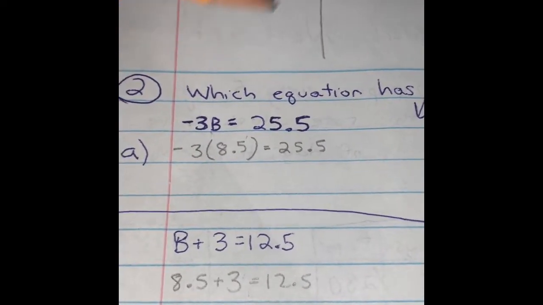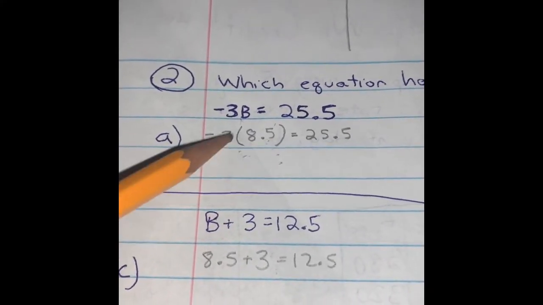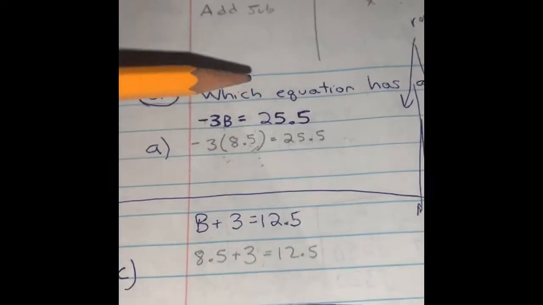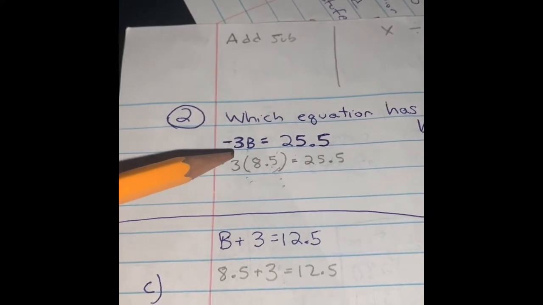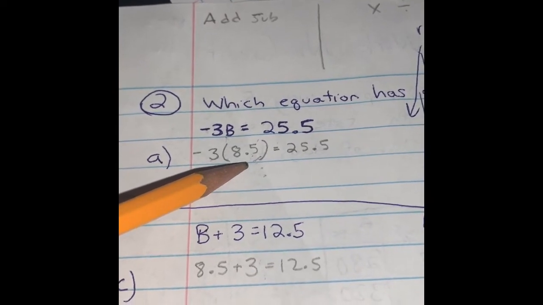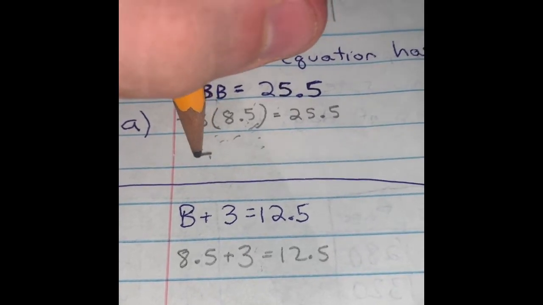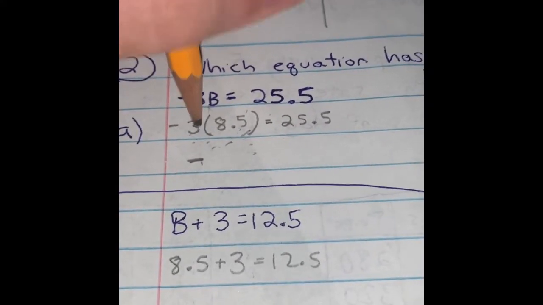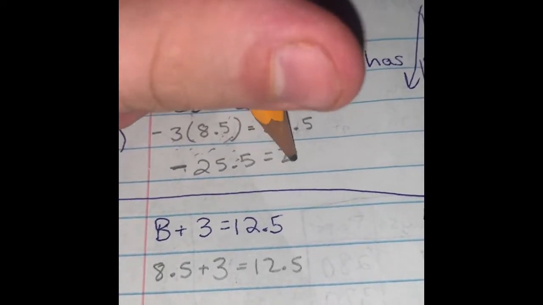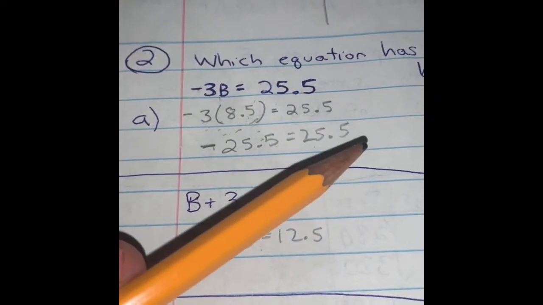Now we have to ask ourselves, what does it mean when these two numbers are next to each other like this? What operation are we going to be doing? If you said multiplication, that's right. So the first thing we have to ask ourselves is, is this number a positive or negative? This 3 is a negative, and this number is a positive. So we know that a negative times a positive will give us a negative. And then once we multiply it out, 3 times 8.5, we will get 25.5. So what this answer choice is saying is negative 25.5 equals positive 25.5.